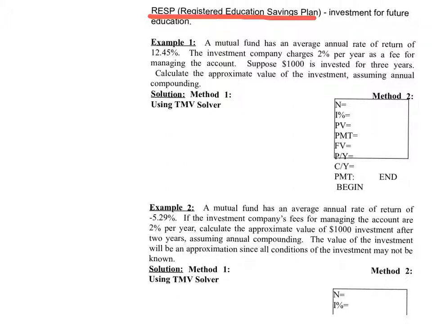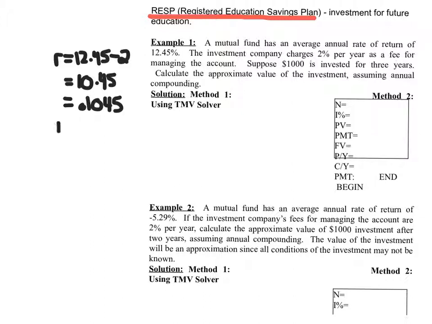Okay, so let's talk about some of the elements here. First of all, there is an interest rate of 12.45%, but 2% of that goes to managing the account. So really you're left with an interest rate of 10.45% on your money. If we put that into a decimal, 0.1045. It says that it's annual, so it just means once a year.